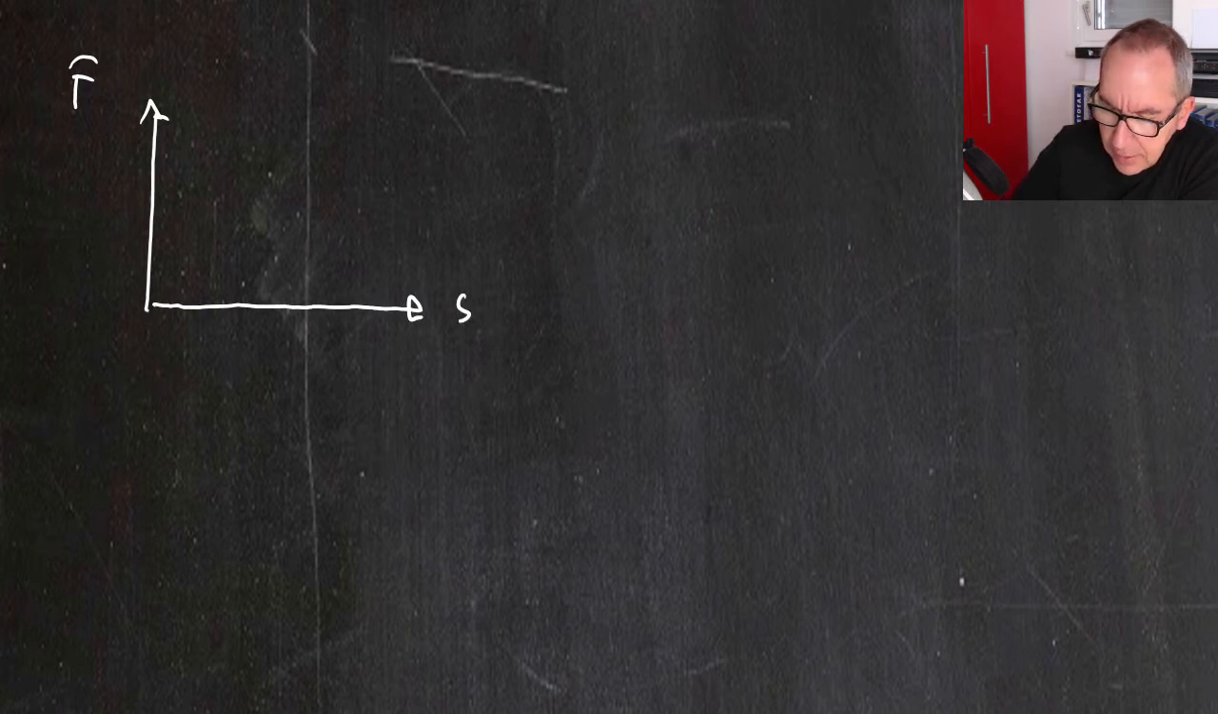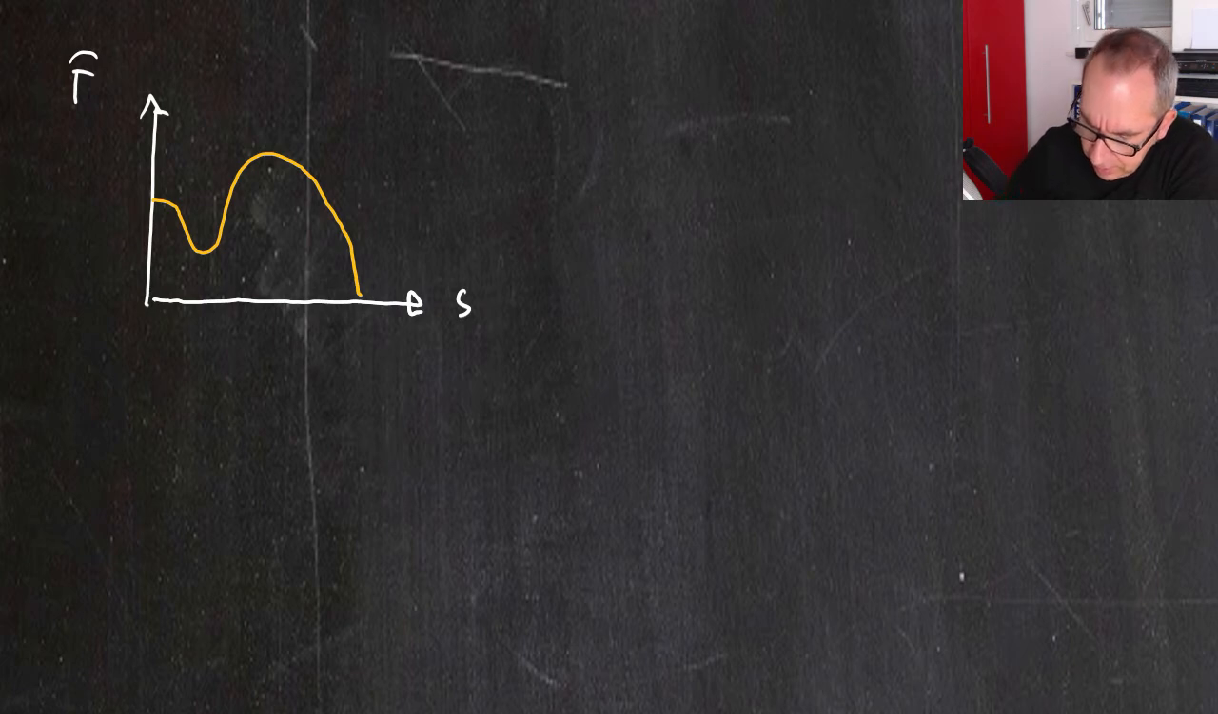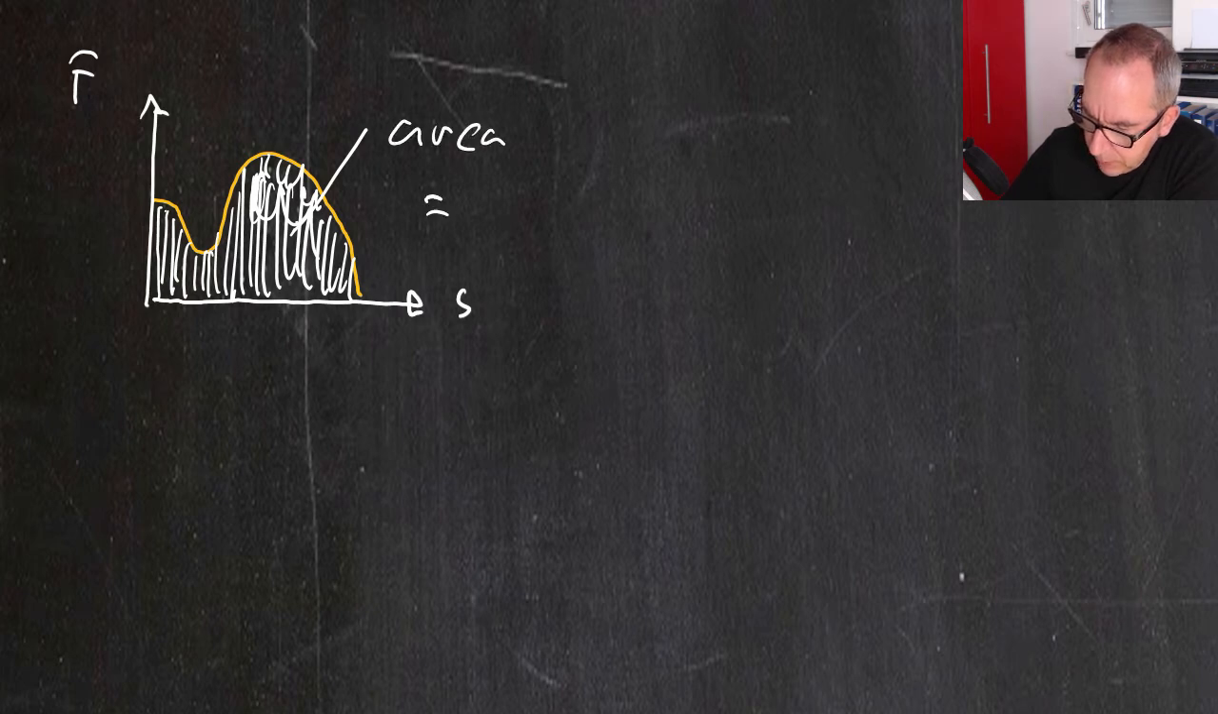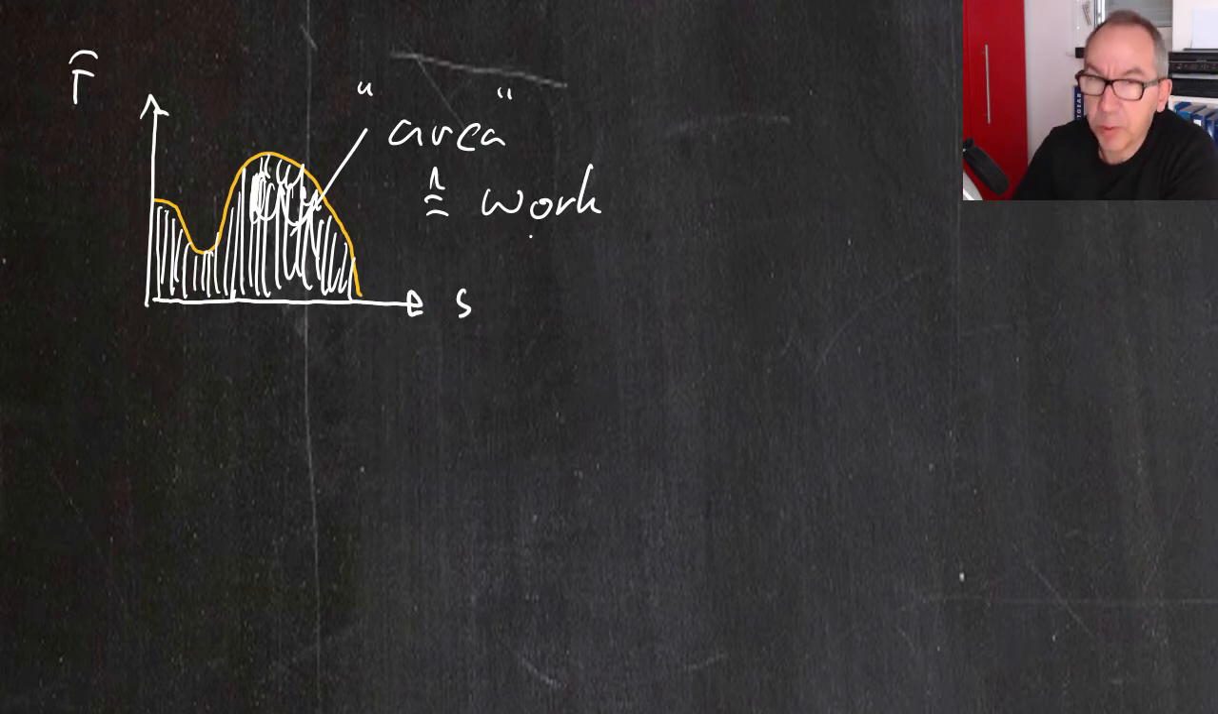So if you want to draw that again, we have the F and the S, and then we have some graph given, and then the work done is all these infinitely small slices added up, which is then just the area. So the area corresponds to the work done.